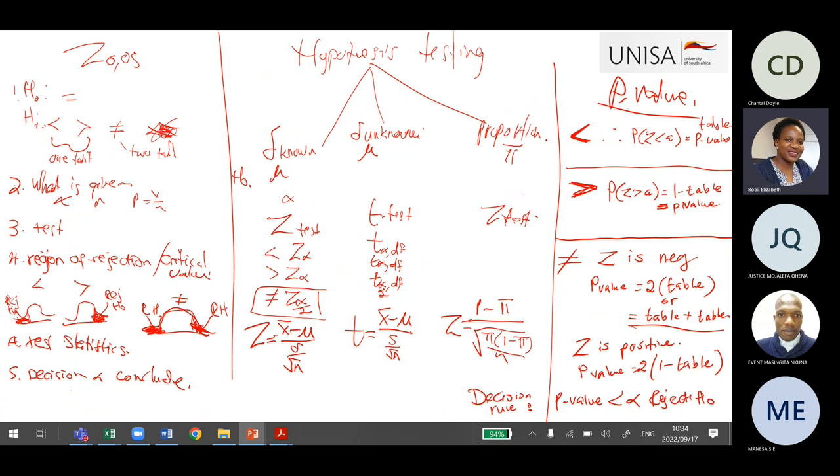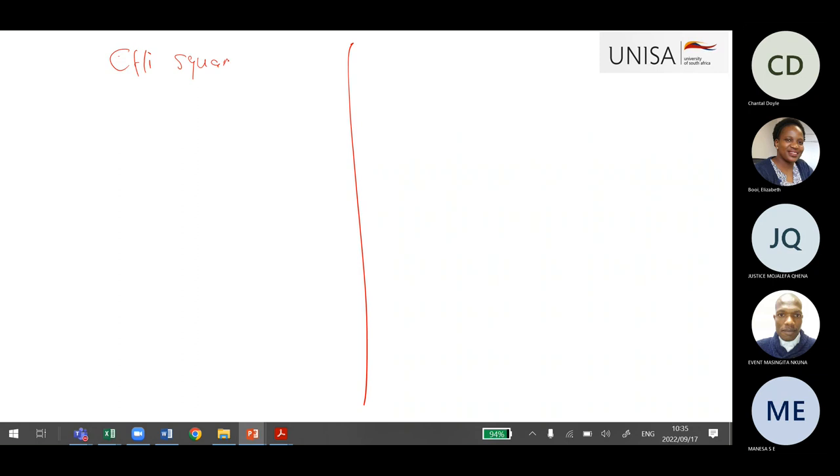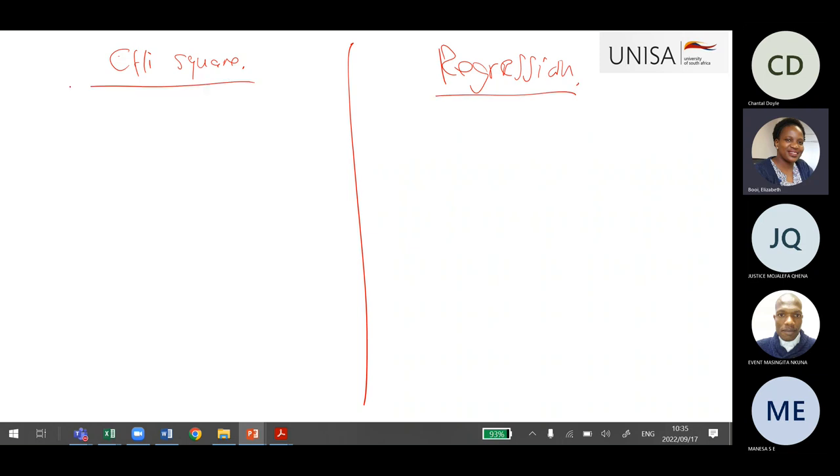So that is hypothesis testing. The last two things that we discussed and learned about are those two important things that we did with the template. You just need to know your chi-squared and your regression. I'm not going to touch on both of them because we just did them 2 weeks ago. One, the regression, we did last week as well.